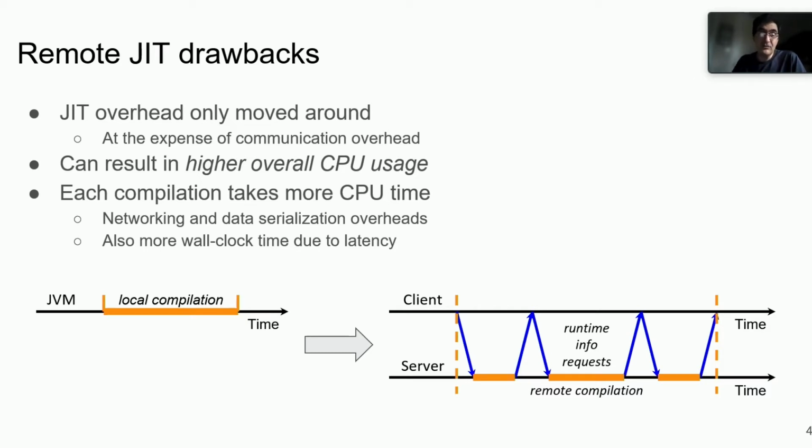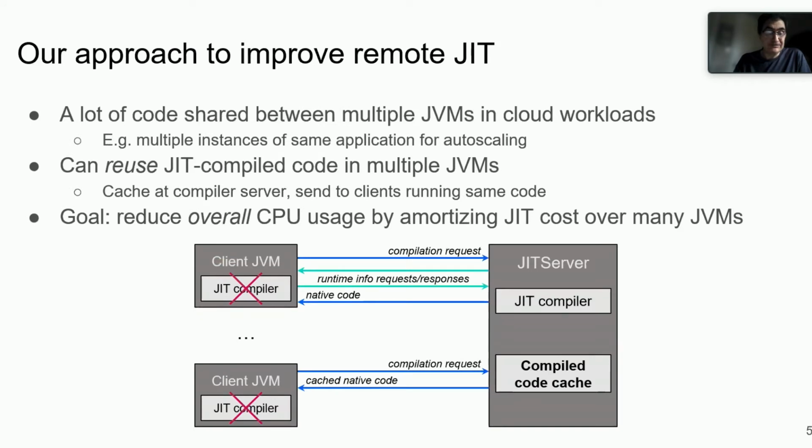In all fairness, the local compilation can suffer even larger delays when running in CPU-constrained environments. On the figure here, I drew this local compilation as a straight line, but in an environment where you don't have enough CPU, then the operating system can schedule out those compilation threads to make room for the application threads. So in some cases, the local compilation can take even longer than in a remote JIT scenario. So the question is, despite these drawbacks, can we do better with the remote JIT?